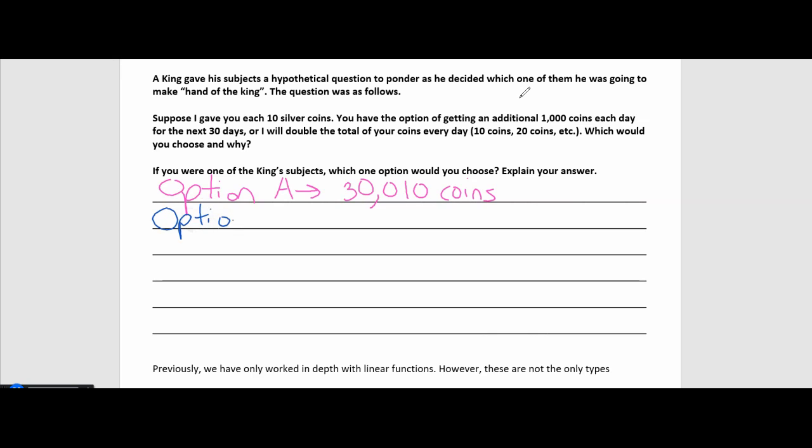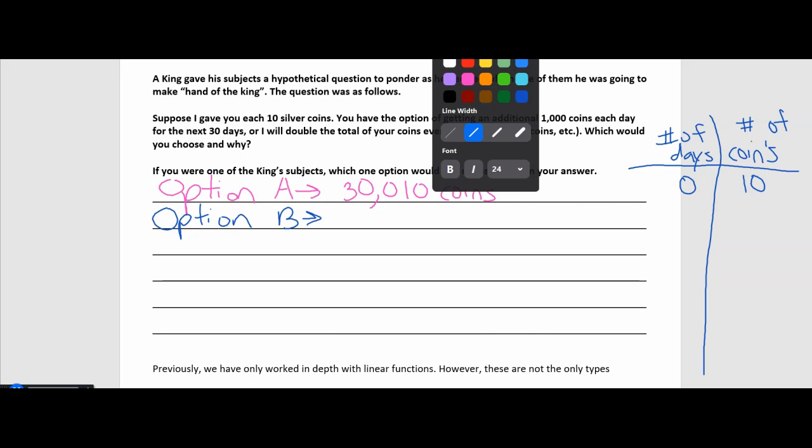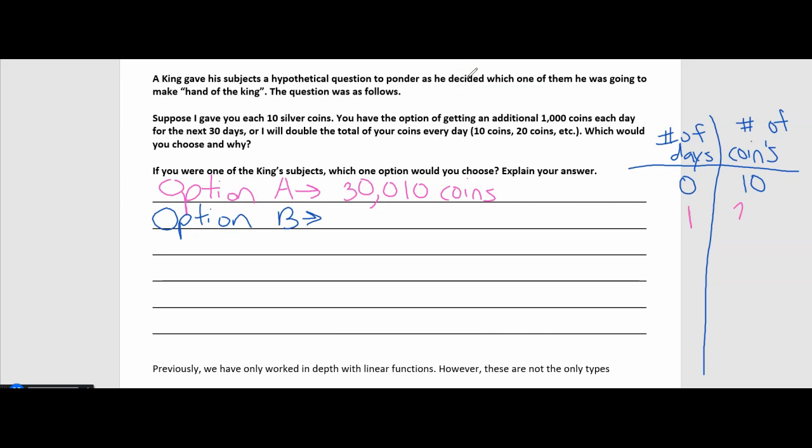Option B is not as easy to figure out, right? All we know is that we double the amount of coins each day. One thing you could do would be to make a little t-chart. So number of days, and actually I'm going to need more space here. Number of days, number of coins. So after 0 days, you have 10 coins because you start off with 10. Well, after 1 day, you're going to have 20 coins because he's going to double it on the first day.